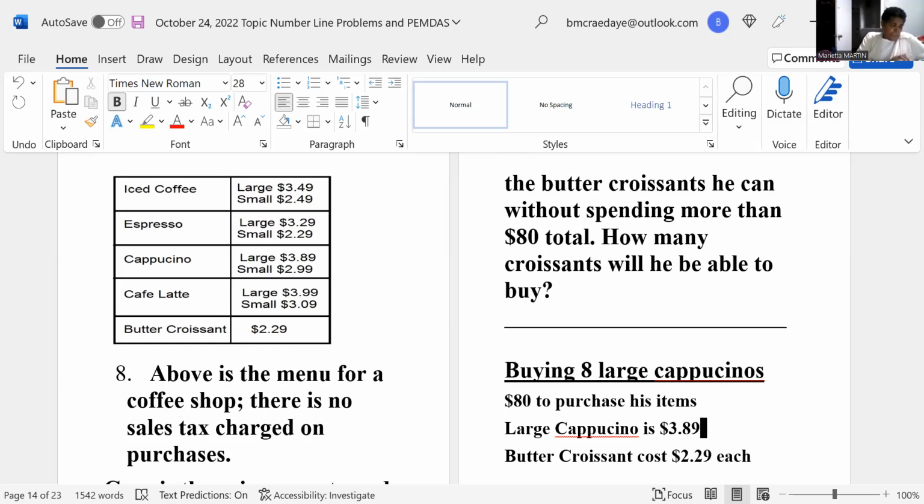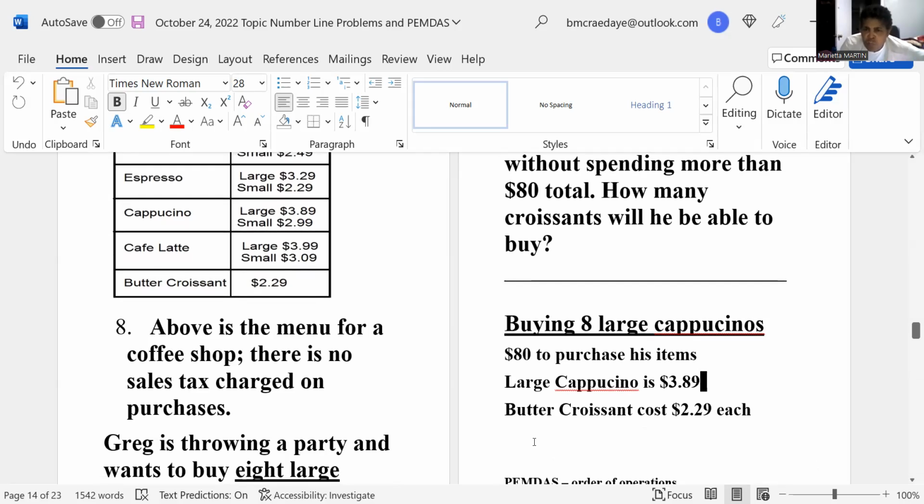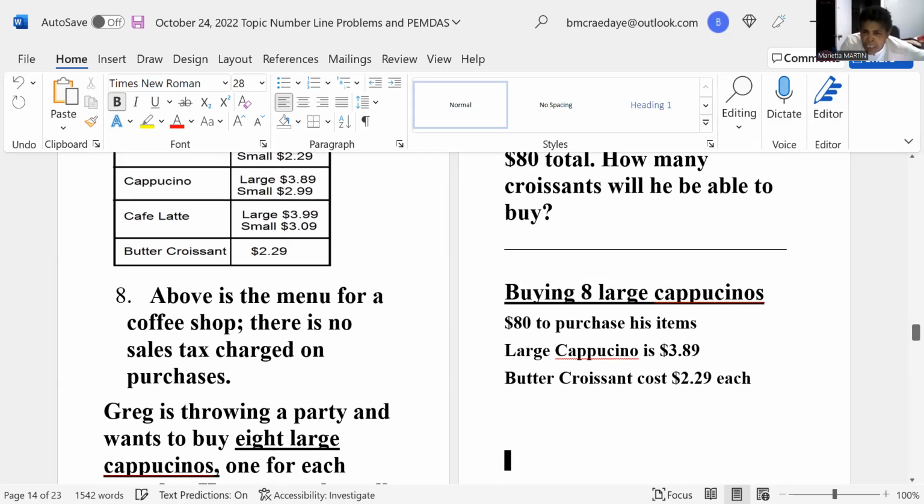Wait a minute, I'm doing that. What's the first thing you're doing, Marietta? What's the first operation? You have to the cappuccino, and then... You want to find what? What's the first thing you want to do? The 80, you subtract the 80 and the 8. No, no. The first thing you do is what? You were saying it.